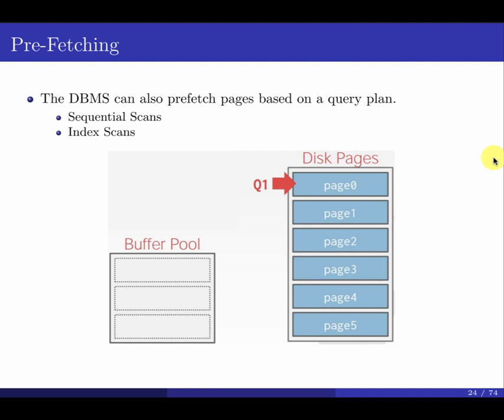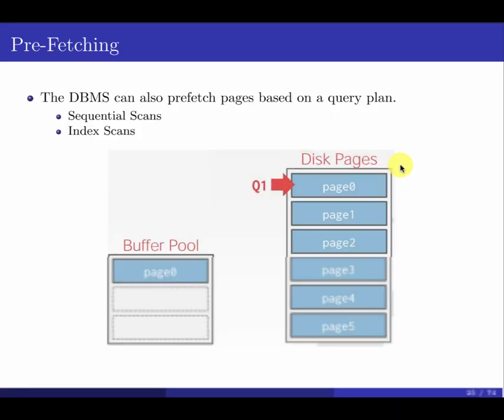Good. So let's take a look at these 2 examples, the sequential scan and the index scan. Assume that this is the data I need to access. Those are the blocks in main memory, and the buffer pool allows me to have 3 frames. Of course, there is a page table, etc. We ignore this for simplicity. Good. We have a query, and query 1 is going to fetch page 0. It does not exist in the buffer pool, so we have to fetch it from the disk to main memory.